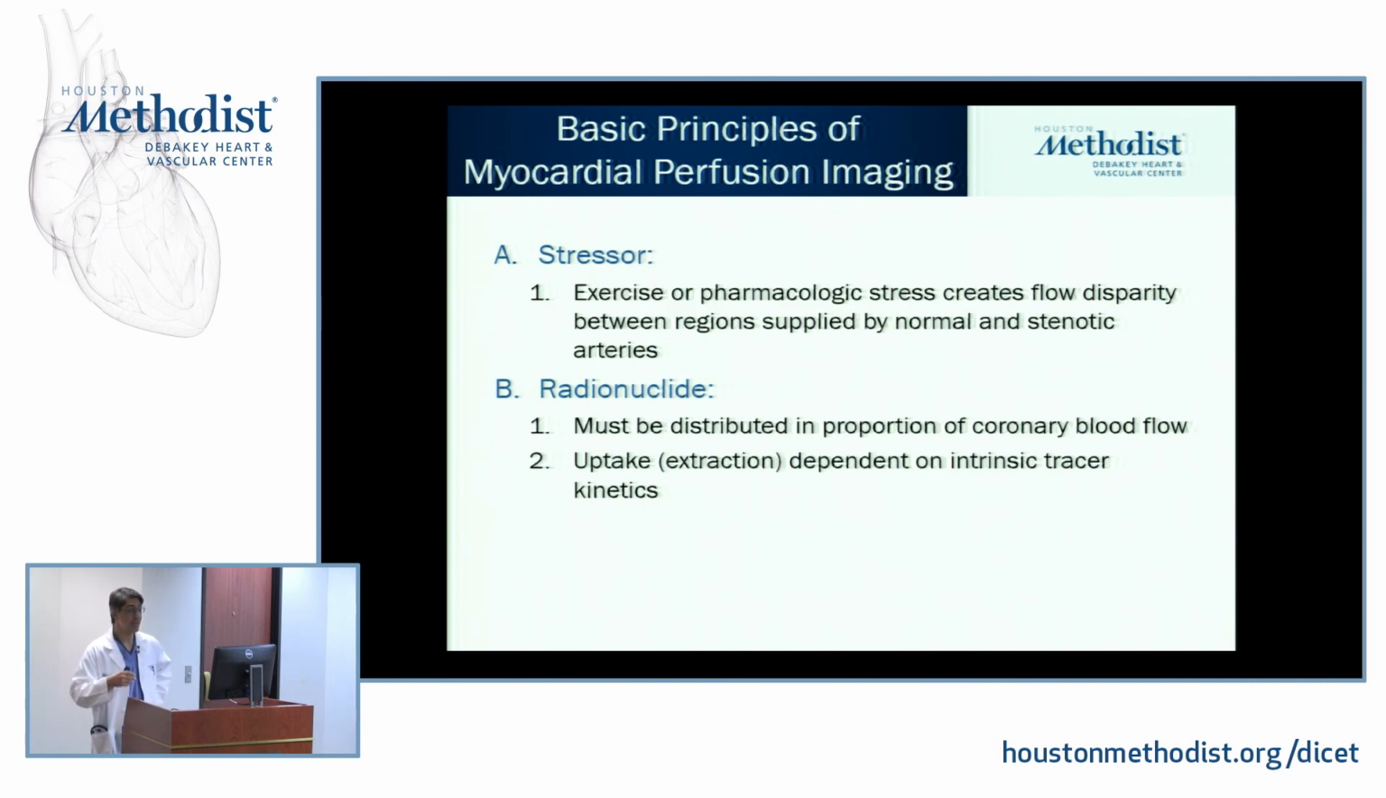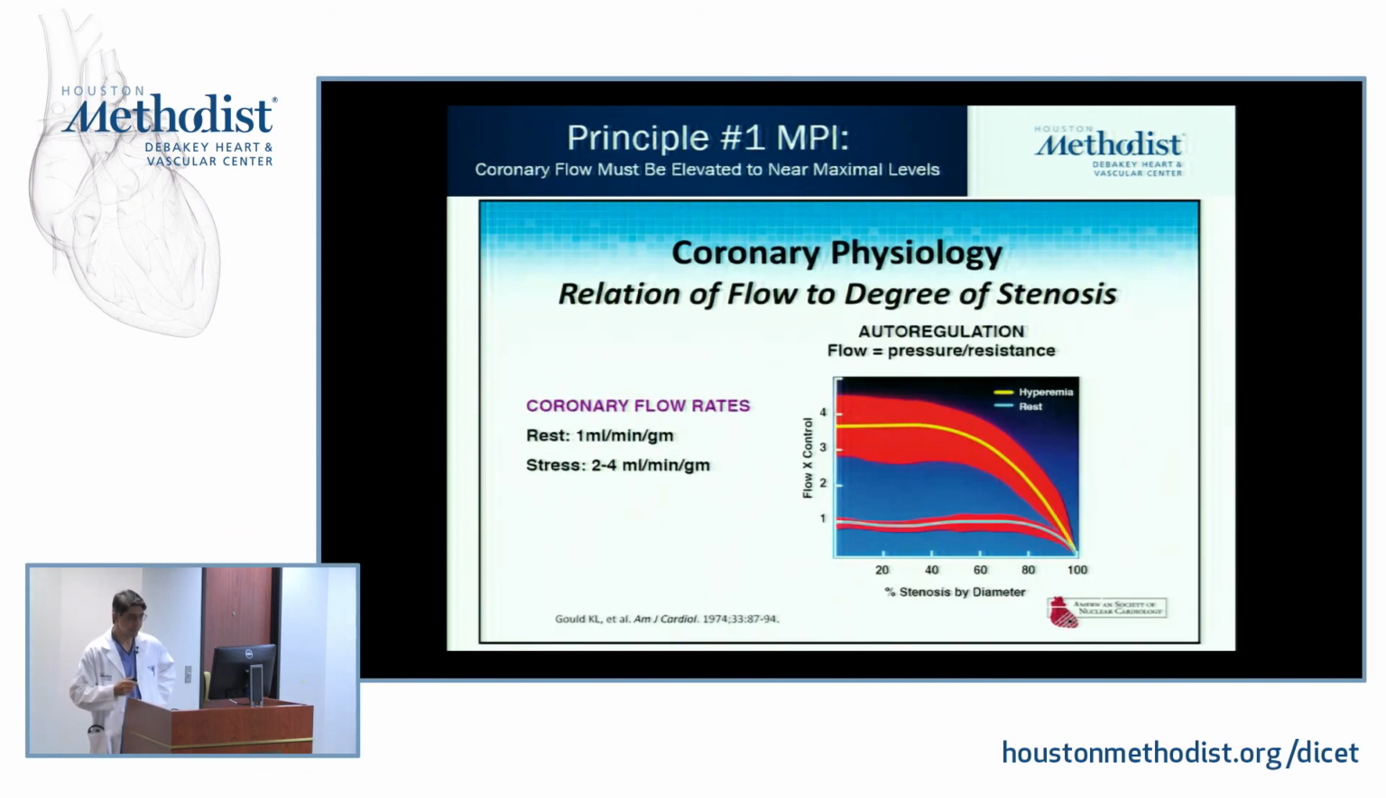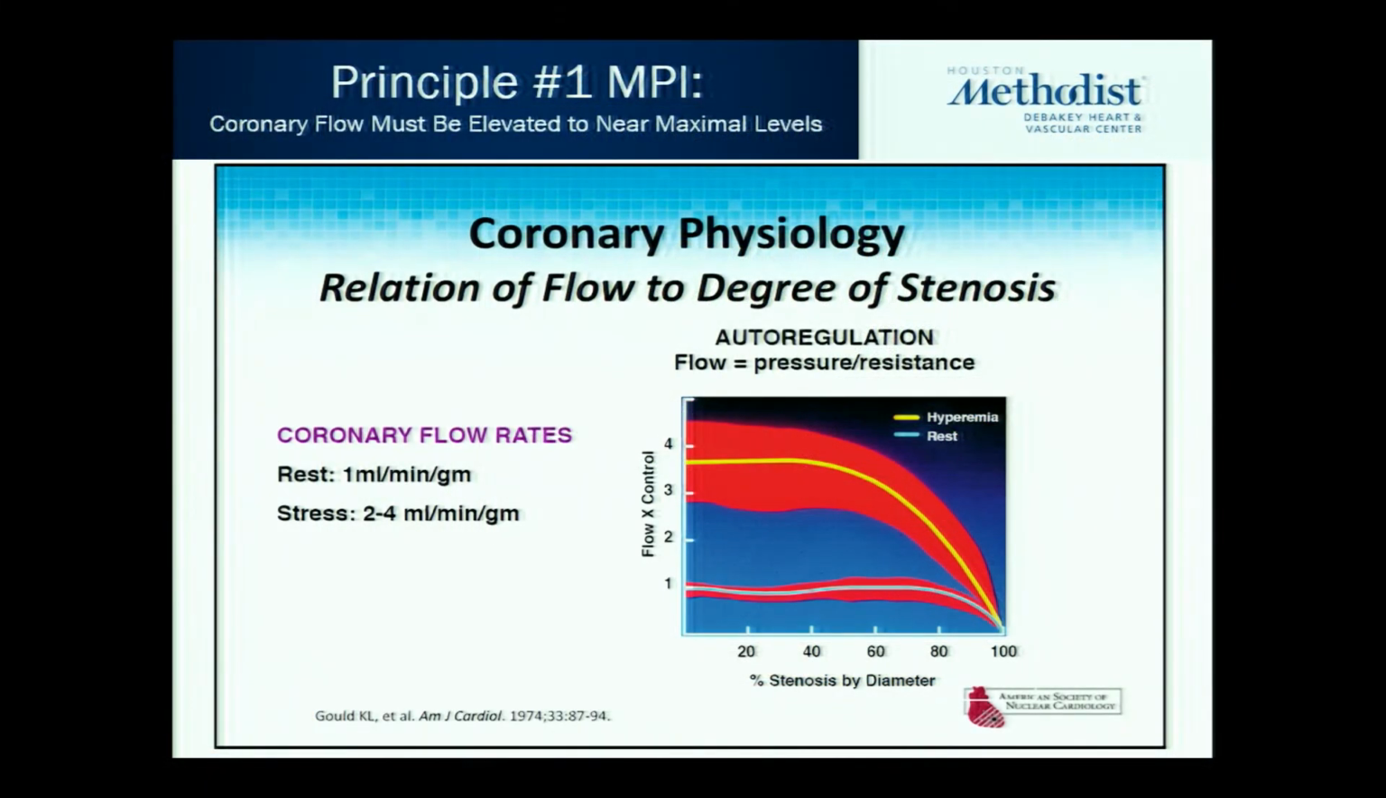And then finally, you need a radionucleotide. This radionucleotide has to be deposited in the heart in proportion to coronary blood flow, and it also has to be extracted by living myocytes. So those are two very important principles. I'm going to be hitting upon it multiple times. So principle number one, you're using stress, we have to create flow disparity.